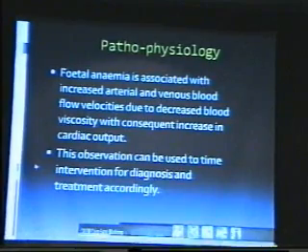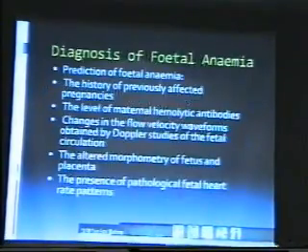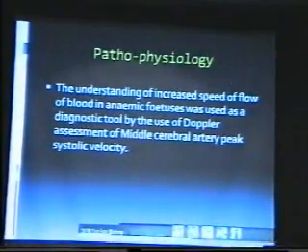So, the fetal anemia is associated with increased arterial and venous blood flow velocities, and this is mainly due to the decreased blood viscosity, with a consequent increase in the cardiac output, because you've reduced the red cell mass in relation to the total blood volume. So obviously you have less viscous blood, so the blood flows much quicker, and this is actually the sign that we use to diagnose that those fetuses are anemic. And this observation can be easily seen by ultrasound, and we choose a certain vessel to check for that, and this vessel is the middle cerebral artery in the fetal brain.